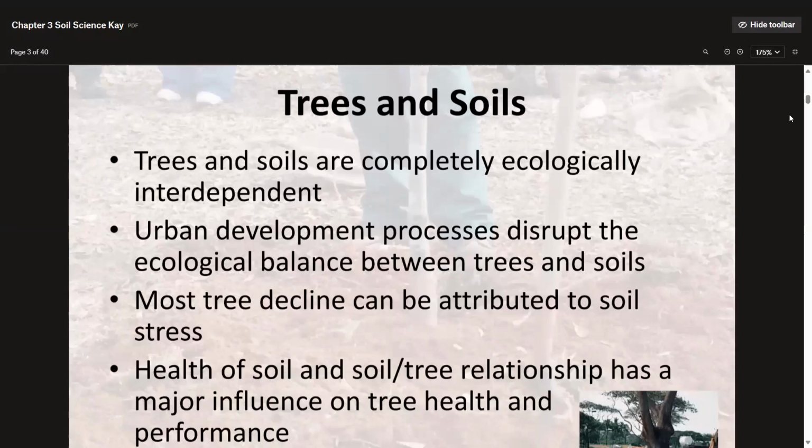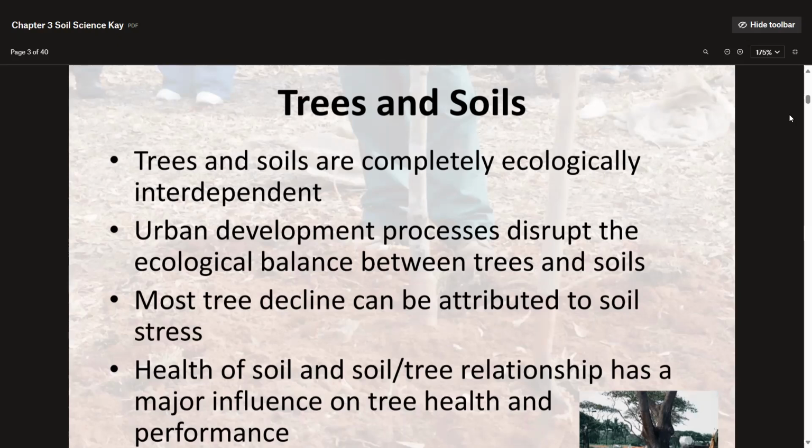So the first thing you need to know is that trees and soils are completely ecologically interdependent. Lousy soil, trees in bad shape. Trees doing good, soil's probably in better shape. They work together, right? Urban development processes disrupt that ecological balance between trees and the soils they're in.